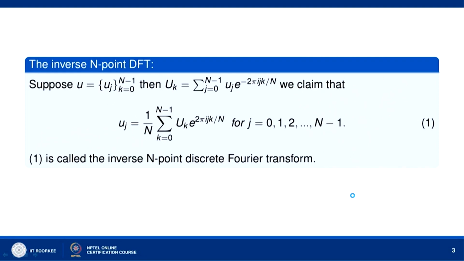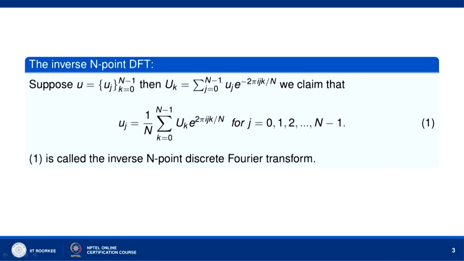So, let us derive the formula for the inverse n point DFT. Okay. Suppose u is equal to uj, where j varies from 0 to n minus 1, then uk is the finite discrete transform of the vector uj. So, it is given by sigma j equal to 0 to n minus 1 of uj e to the power minus 2 pi i j k by n.